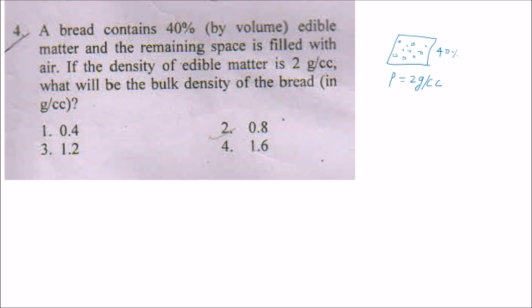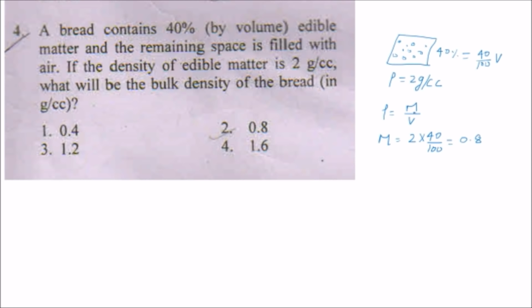We know that density is equal to mass by volume. Volume here is 40 by 100. Suppose the volume is V, so let us replace it here. Density is given as 2 and volume is 40 by 100, so the mass will be 0.8.